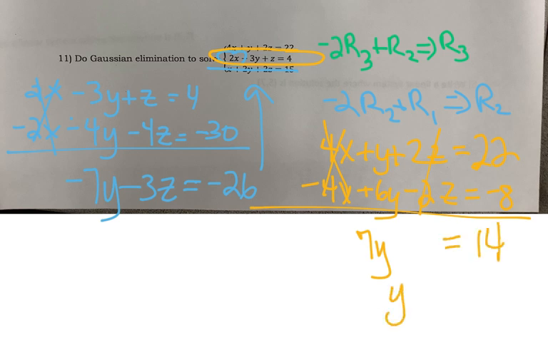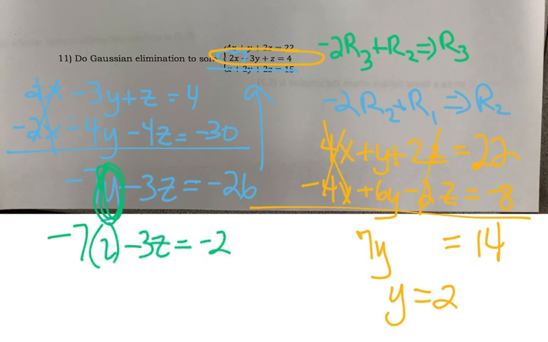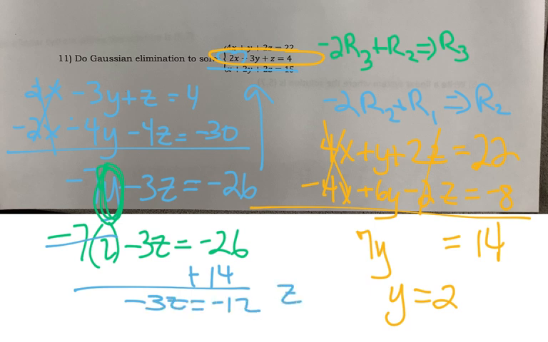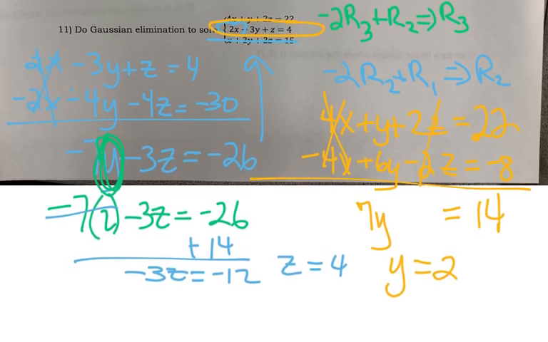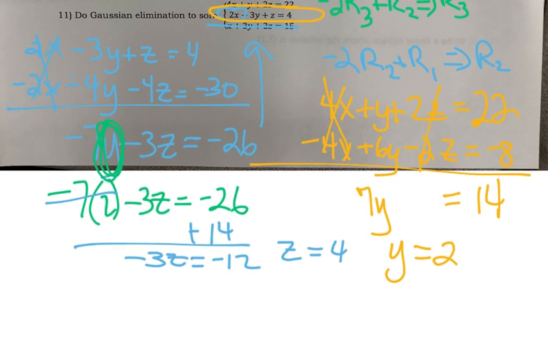And so now y is 2. So now that I know y is 2, I can go back and plug it into the other equation. So right here, we've got negative 7 times 2 and solve that equation. There's negative 14, so I'm going to add 14 across. So negative 3z equals negative 12. So z is 4. Now I'm going to go all the way back to the very top here, or one of the original equations. It honestly does not matter which one I use, because they're all going to be a true statement.